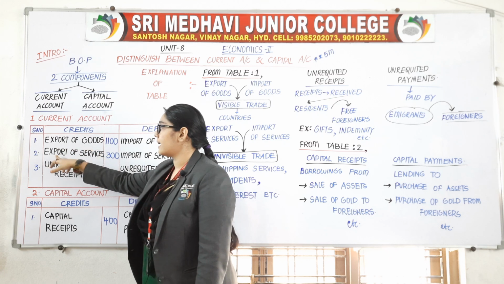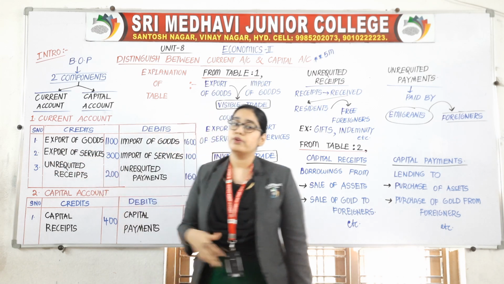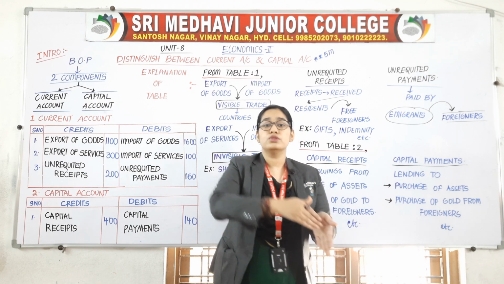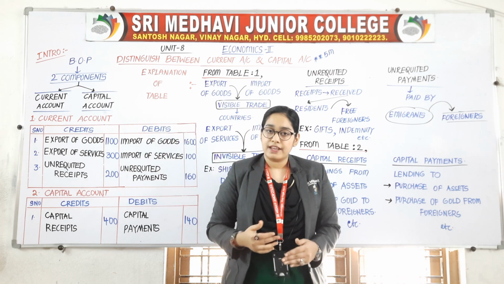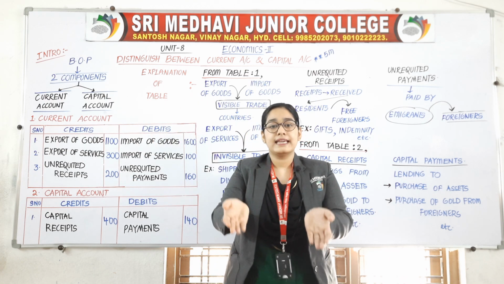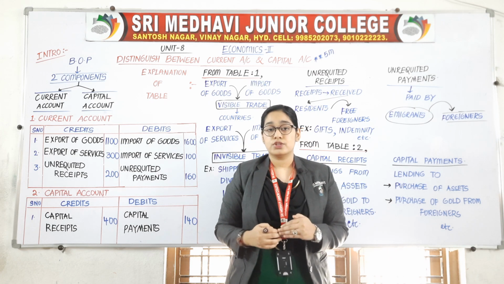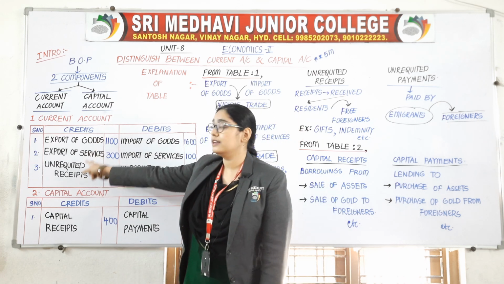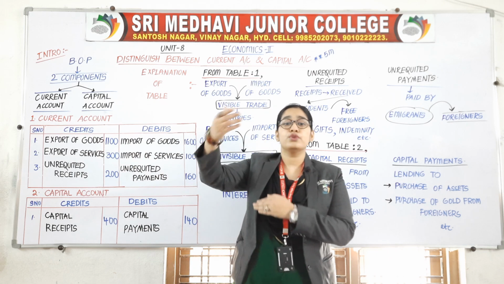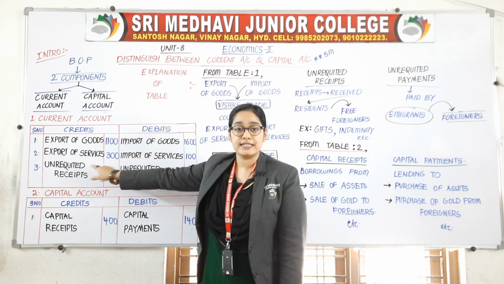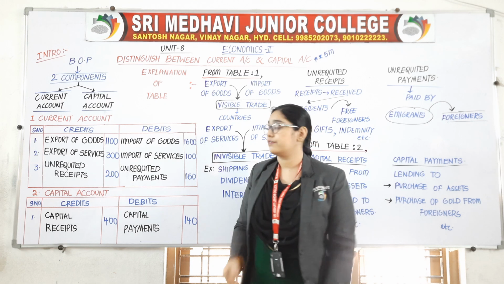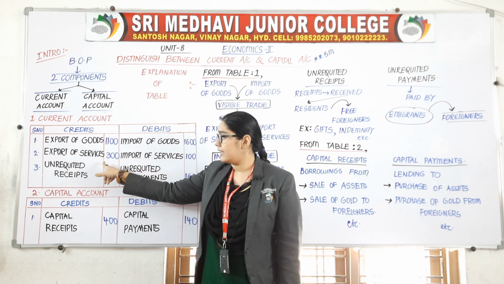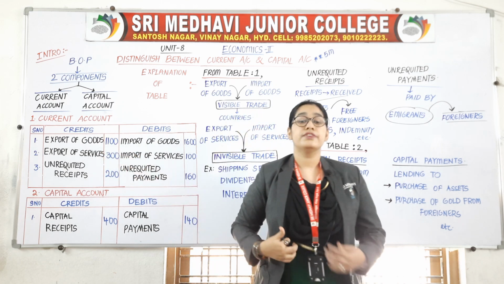Export of goods, export of services. Export means you are selling your goods to other country. Whenever I sell something, I'll get money in return. So that means I'm getting income. That is the reason it is written on credit side. Through export of goods and through export of services, how much amount have we collected? Nearly 1,100 through export of goods and 300 through export of services.